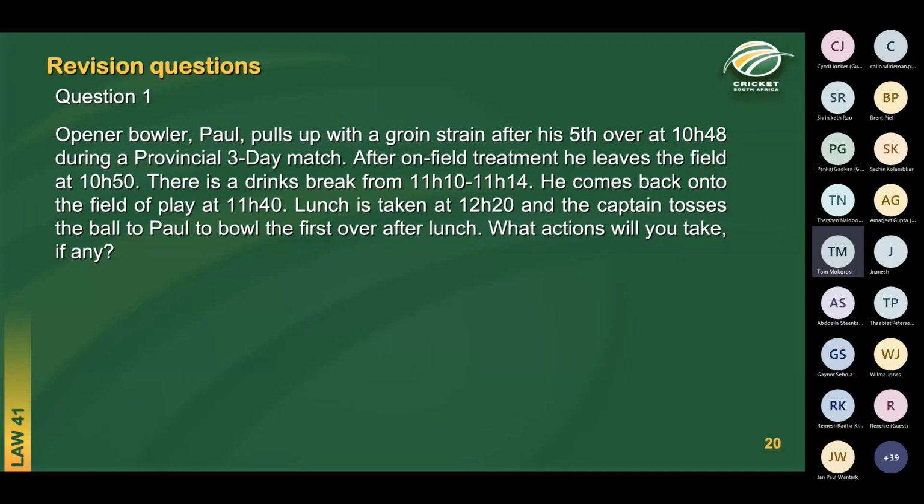Okay, lunch is taken at 12:20. So then we need to calculate from 11:40 to 12:20. How much time is that? Is that time on the field? Yes, it reduces the penalty time because he's now served that penalty time. And so, like Abdullah said, at every interval, you need to calculate how much time Paul is owing us. Because why? After lunch, the captain throws the ball to Paul and he wants to bowl. Now we need to know if he is allowed to bowl or not the first over after lunch.